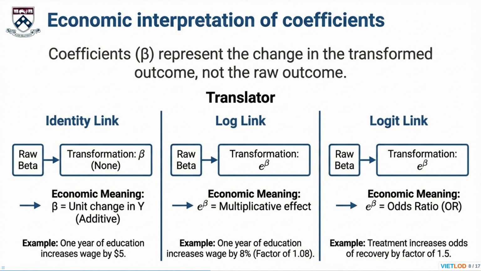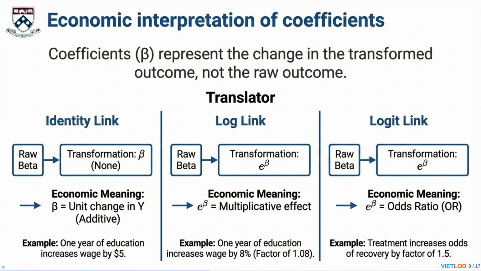A crucial aspect of working with generalized linear models is understanding how to interpret the estimated coefficients. Unlike standard OLS, where coefficients directly represent changes in the outcome, in GLMs, the coefficients, or betas, reflect changes in the transformed outcome. The specific economic meaning depends entirely on the link function you've chosen. For an identity link, there's no transformation, so beta represents a straightforward additive unit change in the outcome variable, just like in a linear regression. For example, 1 year of education might increase wages by $5.